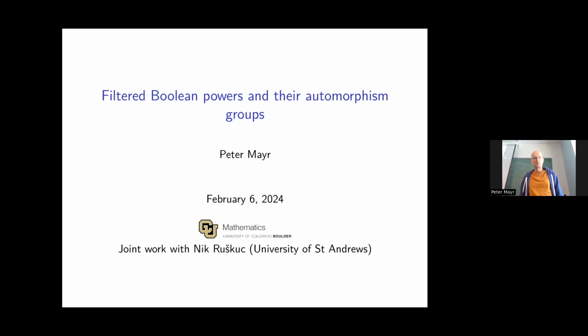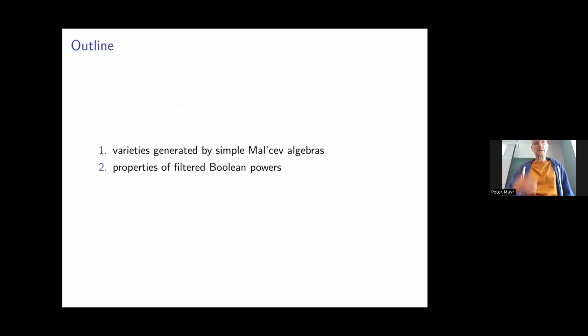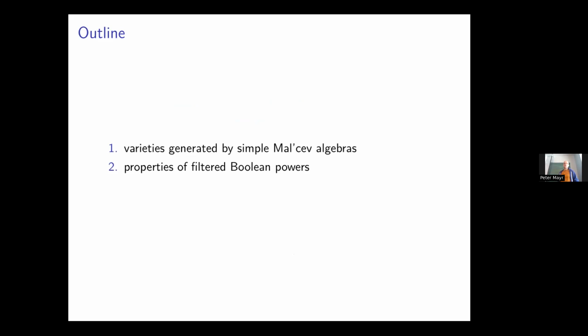I'm going to talk about some joint work with Nick Ruškuc from the University of St Andrews about filtered Boolean powers, their properties, and automorphism groups in particular. A brief outline is split into two halves. First, I'm going to talk about varieties generated by simple non-abelian Maltsev algebras and how filtered Boolean powers arise there and introduce them there. Then in the second half, I'm going to talk more generally about combinatorial properties of these filtered Boolean powers, and in particular, properties of their automorphism groups.